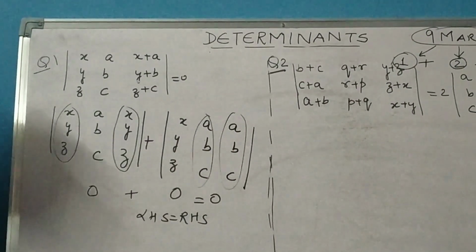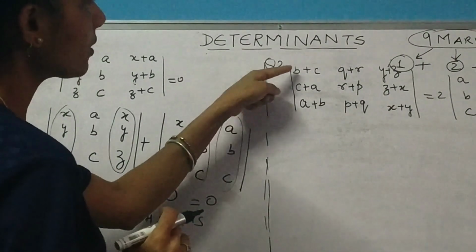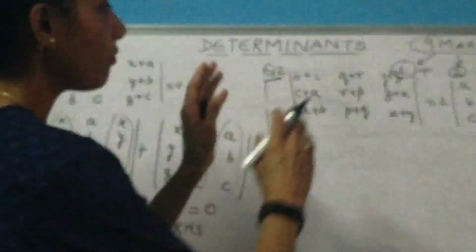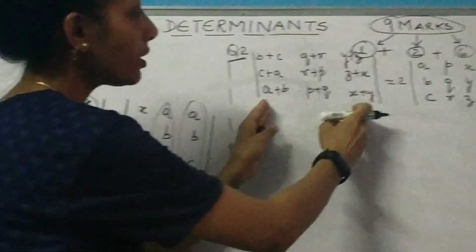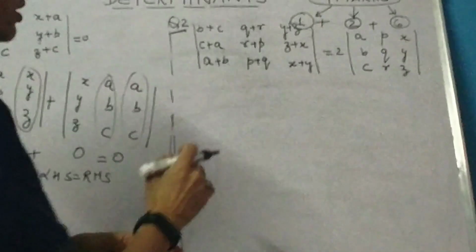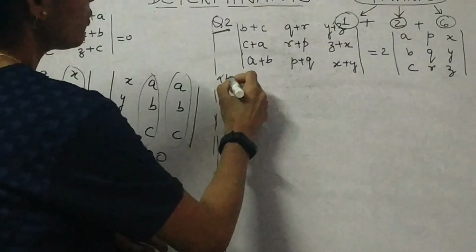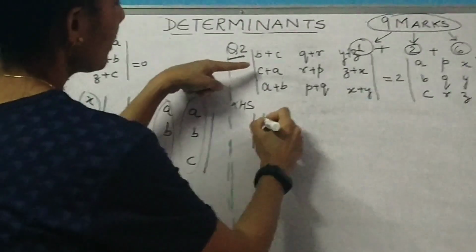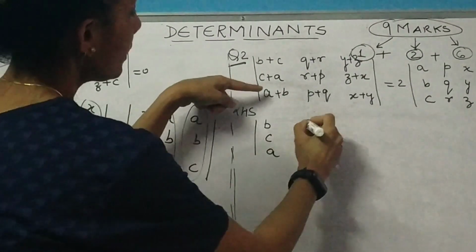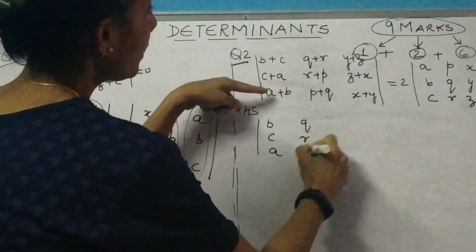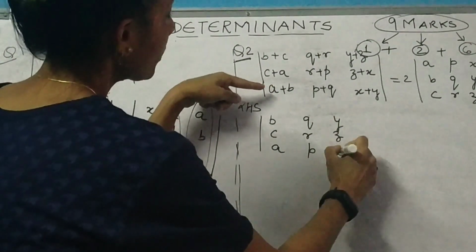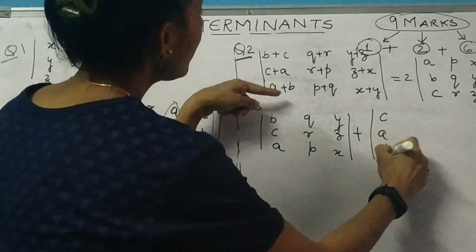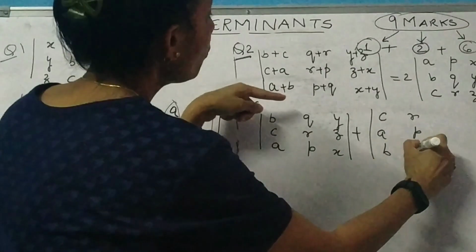See the next question. Again, I have elements as a sum of these two, and I want to prove the determinant of this is equal to twice of this. So let's take the left hand side first and separate them. Separating them will give us B, C, A, Q, R, P, Y, Z, X plus, I can write it as C, A, P, R, P, Q, Z, X, Y.